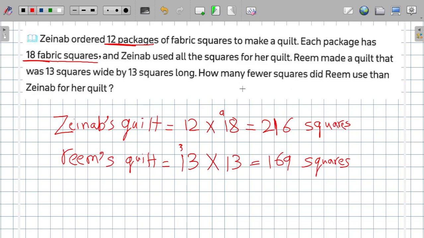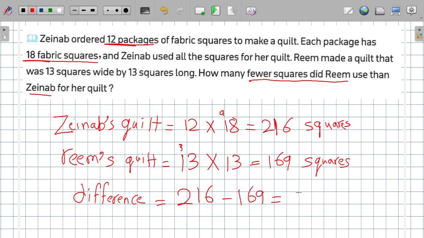Okay, so I want to know the difference between Reem's and Zainab's quilt to answer the question. So I will say the difference here will be like that. I will subtract the two numbers. So I have 216 minus 169. And I think the number of squares will be 47. 47 squares. So this is the answer to the question. The difference between Reem's quilt and Zainab's quilt will be 47 squares.